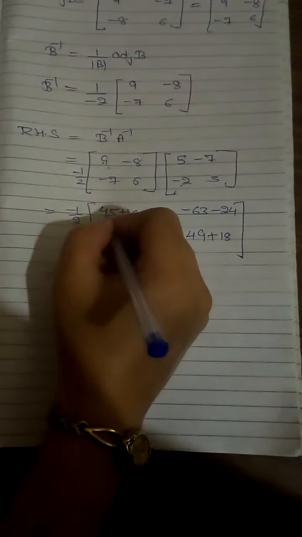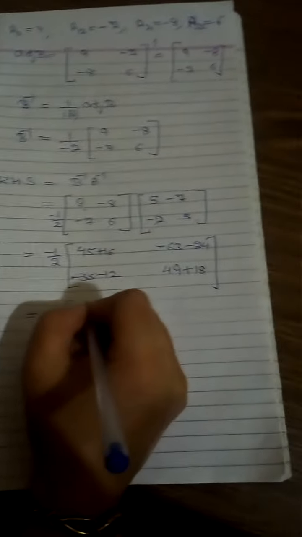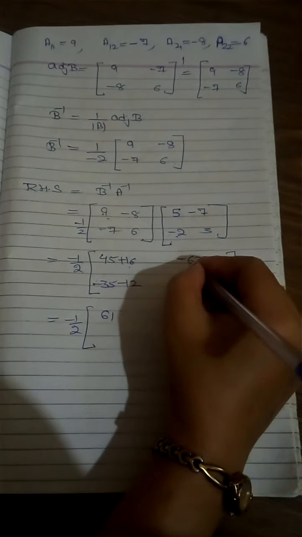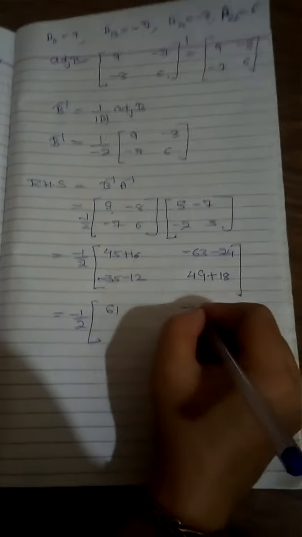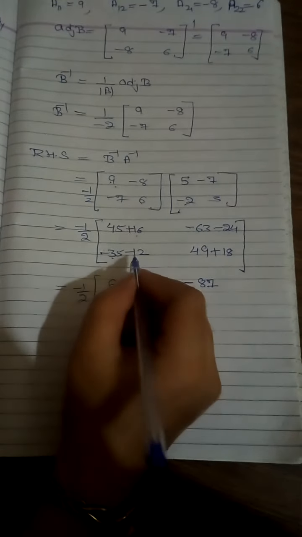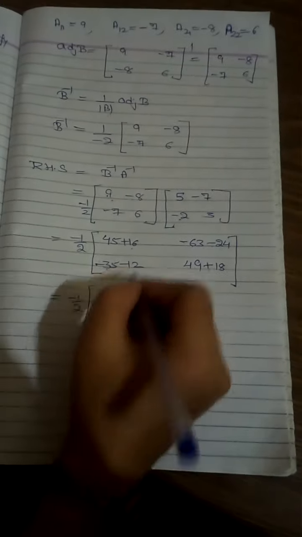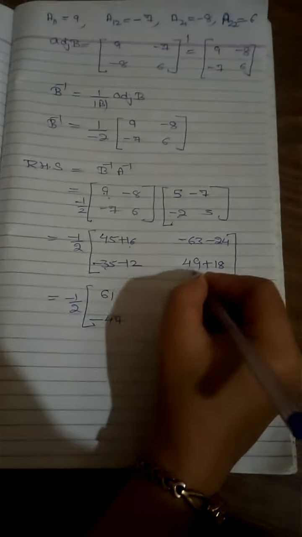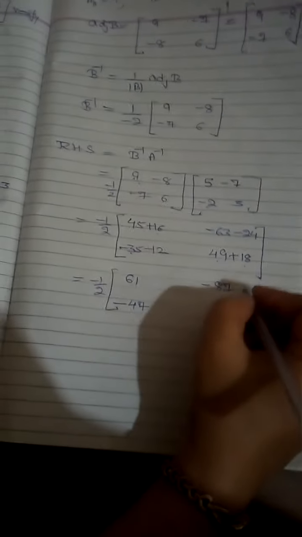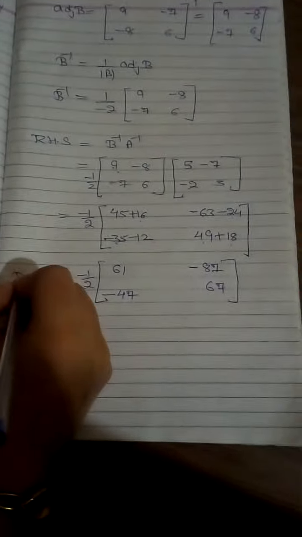Add this term, 45 plus 16, it is coming here 61. Minus minus is plus here, then 63 plus 24, it is coming here 87. Minus 35 minus 12, it is coming here minus 47. 49 plus 18, it is coming here 67. This is the value of B inverse, A inverse. This is RHS. Now we have to find out this one also, AB whole inverse.